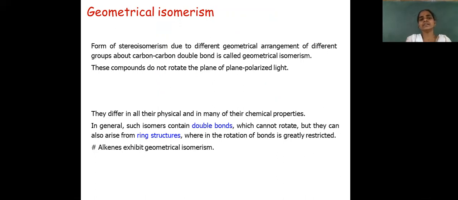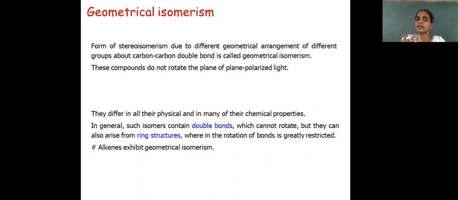Now we will see the enantiomers and the diastereomers, which come under optical isomerism. Next we will see geometrical isomerism. Geometrical isomerism is applicable again to more than one chiral carbon, where a carbon is double bonded to a carbon. So this geometrical isomerism is mainly applicable to alkenes.